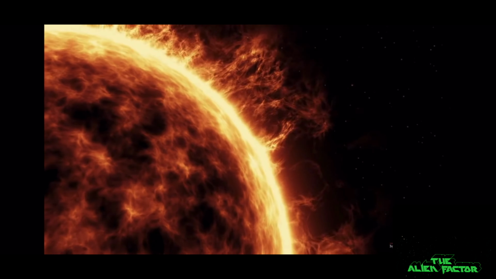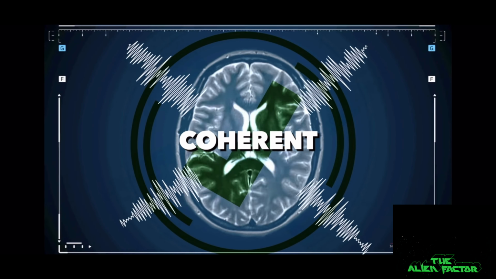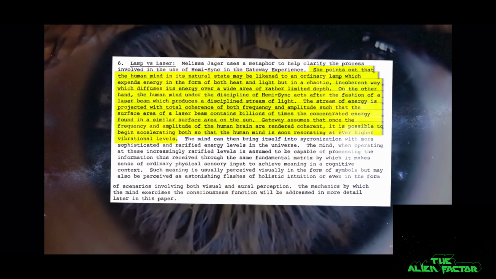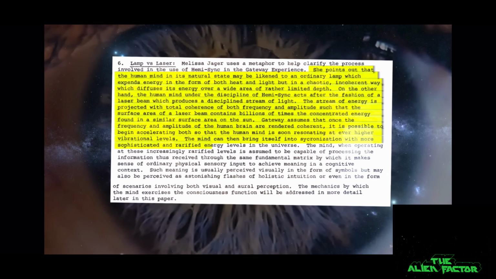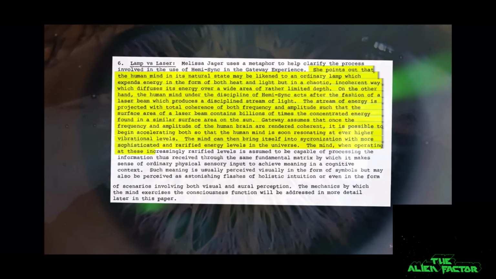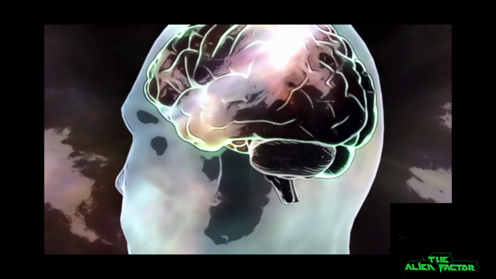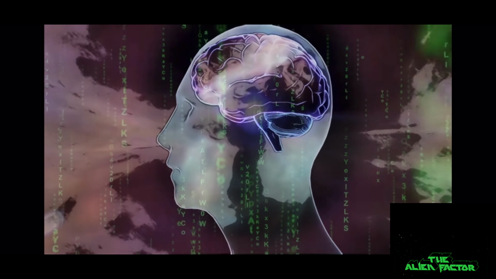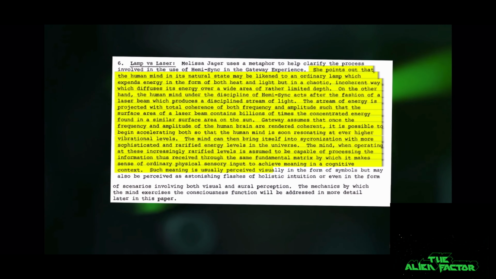Gateway assumes that once the frequency and amplitude of the human brain are rendered coherent, it is possible to begin accelerating both, so that the human mind is soon resonating at ever higher vibrational levels. The mind can then bring itself into synchronization with more sophisticated and rarefied energy levels in the universe. The mind, when operating at these increasingly rarefied levels, is assumed to be capable of processing the information thus received through the same fundamental matrix by which it makes sense of ordinary physical sensory input to achieve meaning in a cognitive context. Such meaning is usually perceived visually in the form of symbols, but may also be perceived as astonishing flashes of holistic intuition, or even in the form of scenarios involving both visual and oral perception.